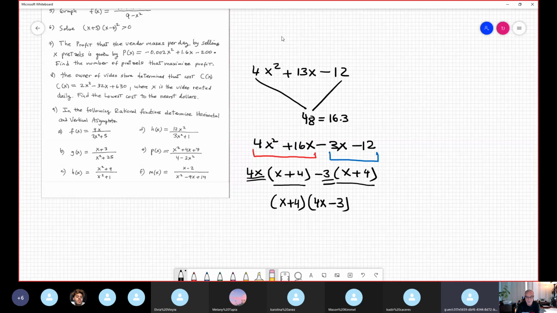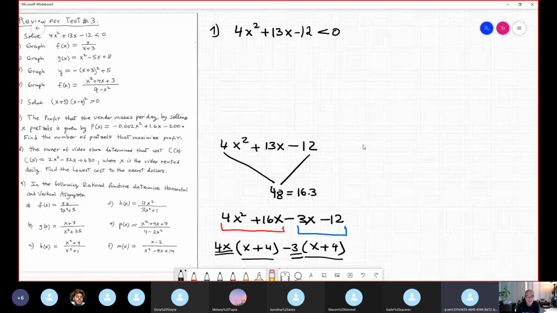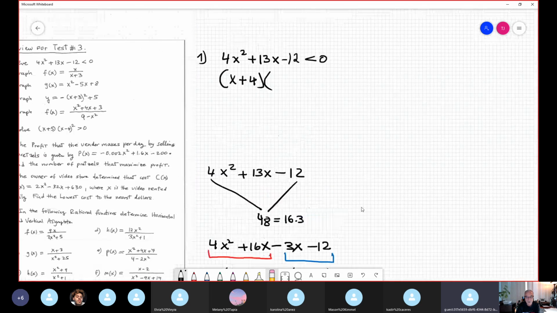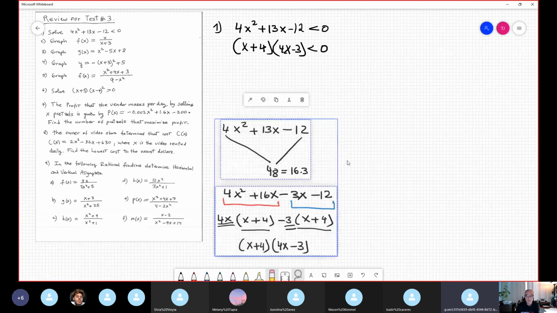So I just copy this here: x plus 4 times the parentheses 4x minus 3. Does everyone follow me? Do you understand this part very well? The factorization is, I suppose you know, intermediate algebra. I am teaching it in the morning this semester. No problem with the factorization.